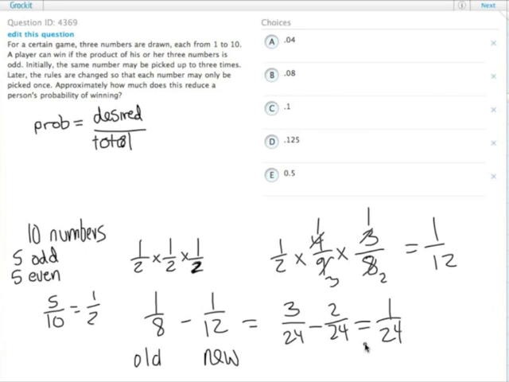If you do the math on this one, it ends up being 0.04. Answer choice A. And you do have to do the math on it, otherwise you probably can't get it right. So answer choice A.